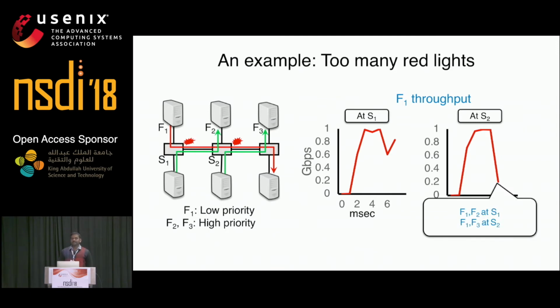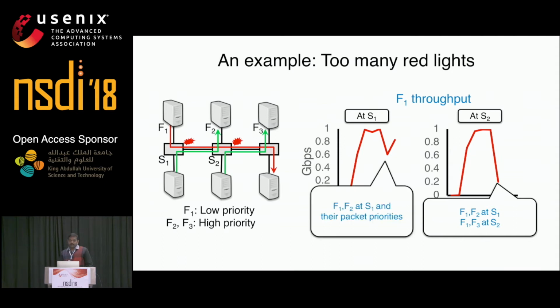Now monitoring and debugging this problem requires end host visibility to detect the problem. And we cannot do this from the switches because the telemetry data is distributed across multiple switches. We also need in-network visibility to debug this problem because we want to know what the contending flows are and also where the location is.